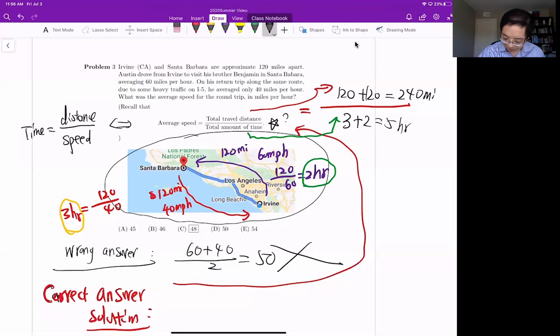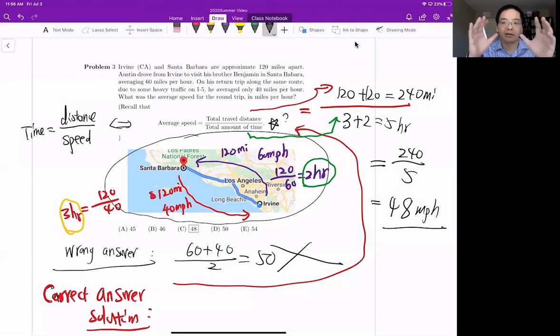Therefore, the average speed will be 240, the total travel distance back and forth, divided by the total time. So this gives us 48 miles per hour, all right? Okay, so this is the average speed of the whole trip. So here the key point is to keep this in mind: if you want to calculate the average speed, use the formula, the total travel distance divided by the total amount of time that the traveler spent on the way.